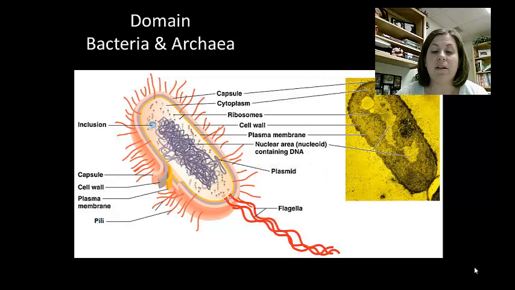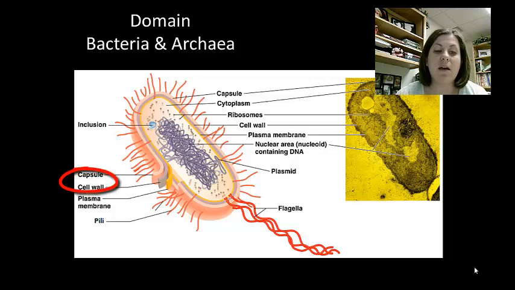The cell is surrounded by the plasma membrane, and this is going to regulate what gets to come in and out of the cell. Outside the plasma membrane is a cell wall. This cell wall offers protection. The cell wall in bacteria cells is made out of peptidoglycan. However, the cell wall in archaea is different.